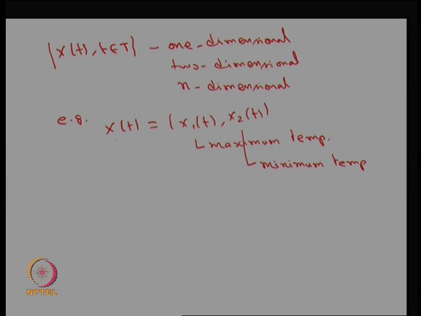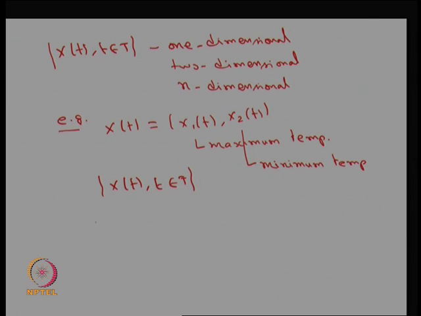That means this is a random vector which consists of two random variables x1 of t and x2 of t. That means for fixed t you have one random vector x of t, and therefore you have a random vector over the t, and this random vector will form a stochastic process. Therefore this is going to be a two dimensional stochastic process.